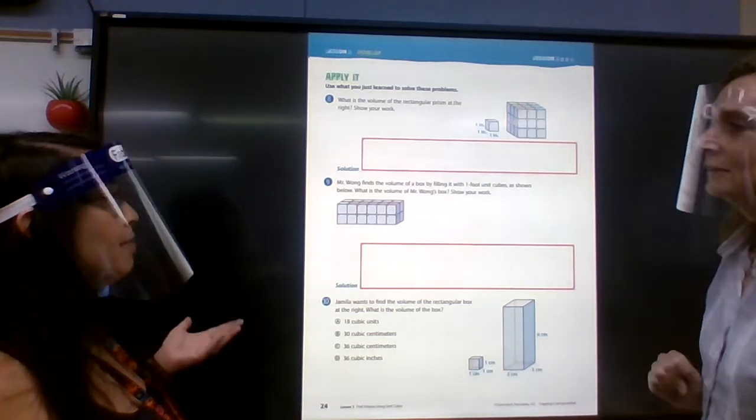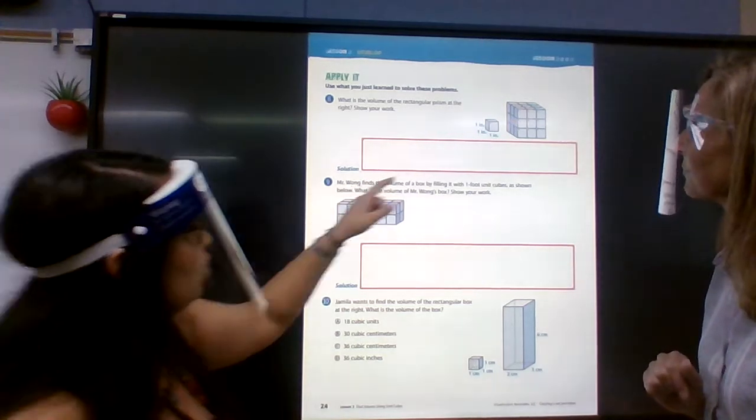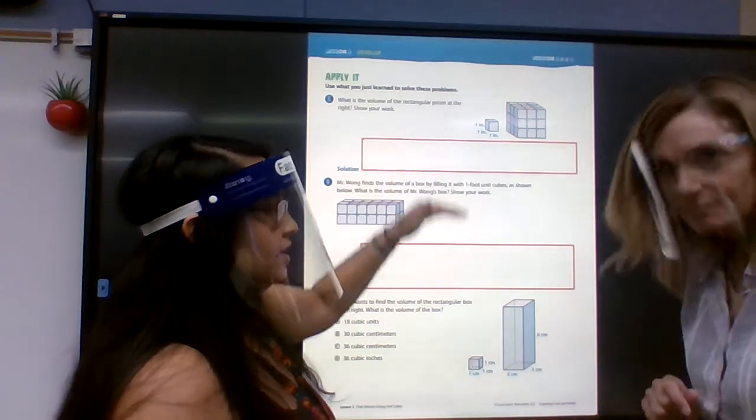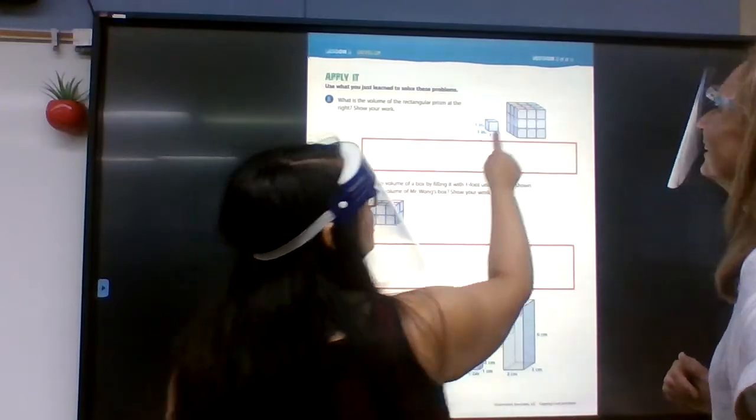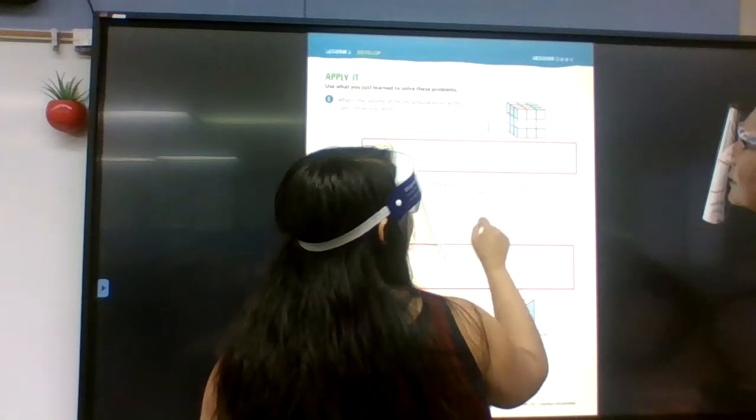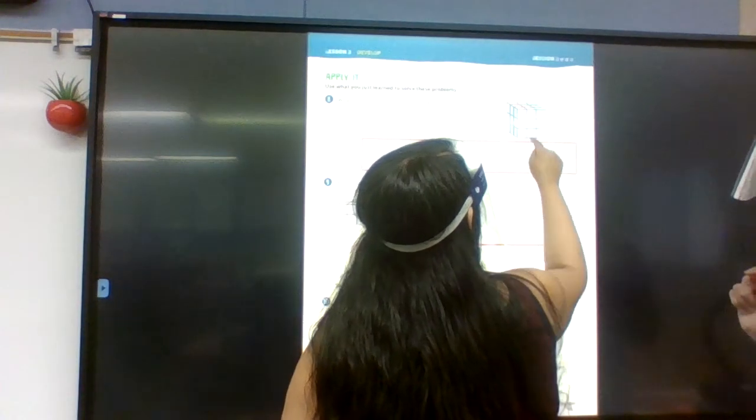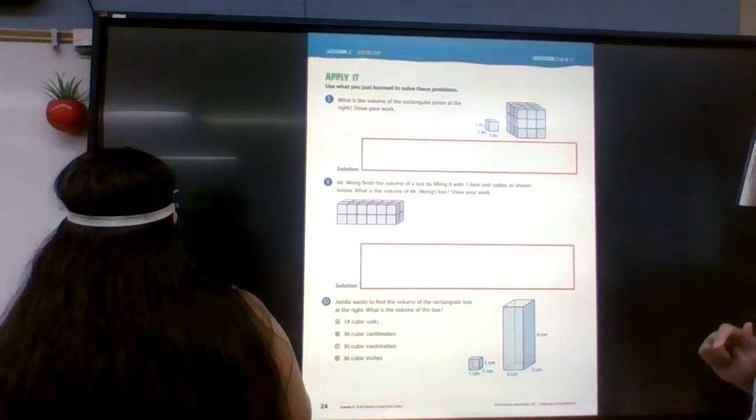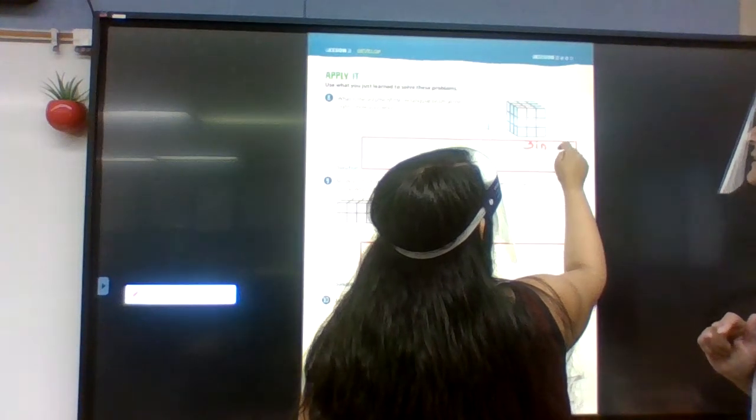All right, well, we've got a couple different ways we can try this. Absolutely. Should we figure out what one layer is, and then we can just multiply it by the height? Sure, let's do it. Let's look and identify real quick. How long is this? It looks like 1, 2, 3. Yeah. I'm going to write 3. 3 inches. Nice.